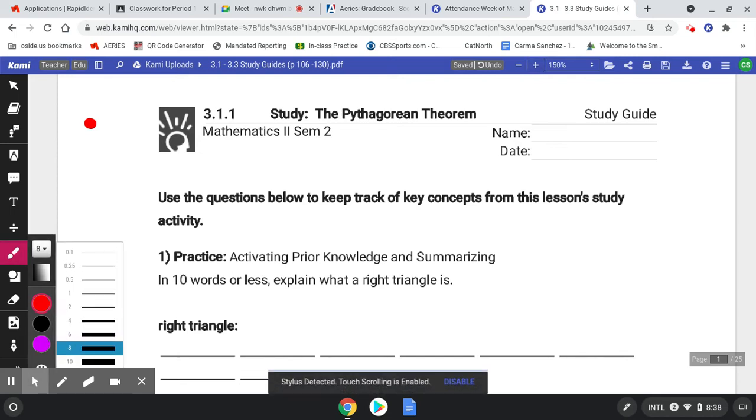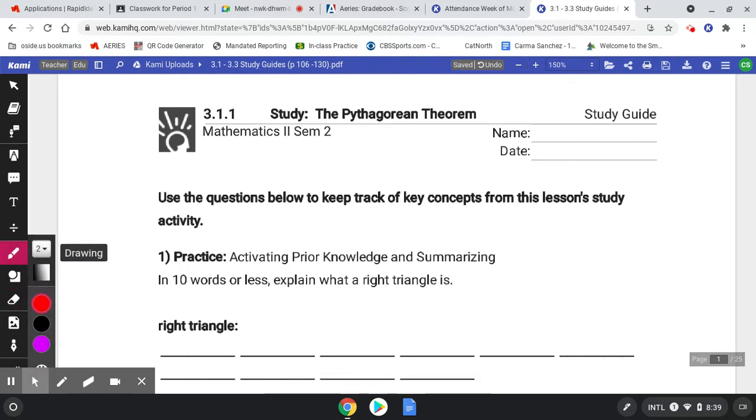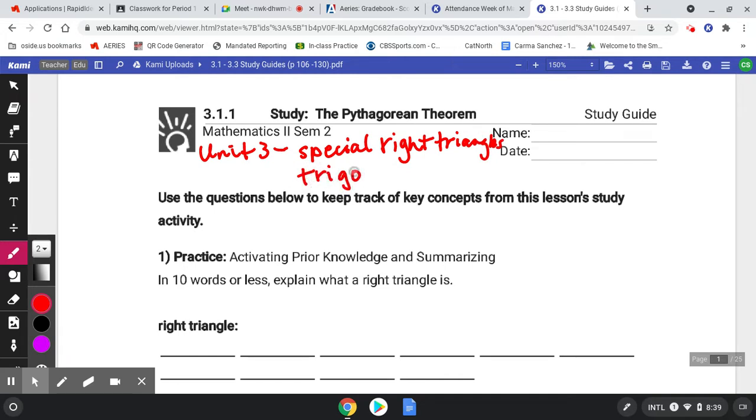Okay, for these first couple sections of Unit 3, I am just going to summarize them because they're really just some prior content that you're supposed to remember before we get into the two main topics of Unit 3. In Unit 3, our two main topics are going to be special right triangles and right triangle trigonometry. So all of these sections, 3.1, 3.2, 3.3, and even 3.4 are just leading us up until these two main major topics.